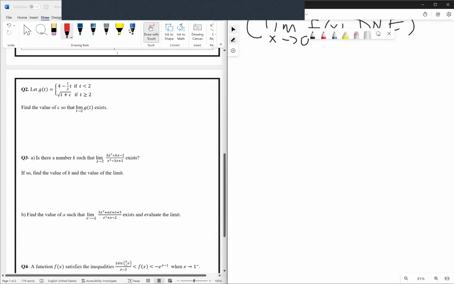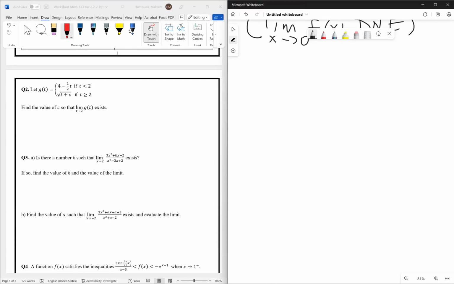Look at the question 2 here. We are given g of t, a function which is defined by intervals, so two regions, two expressions. We want to find c so that the limit at t approaches 2 exists. Okay. So here I need to compute, of course, limit at 2 plus and 2 minus. So limit g of t, because the expression is changing from 2 to infinity and then minus infinity to 2.